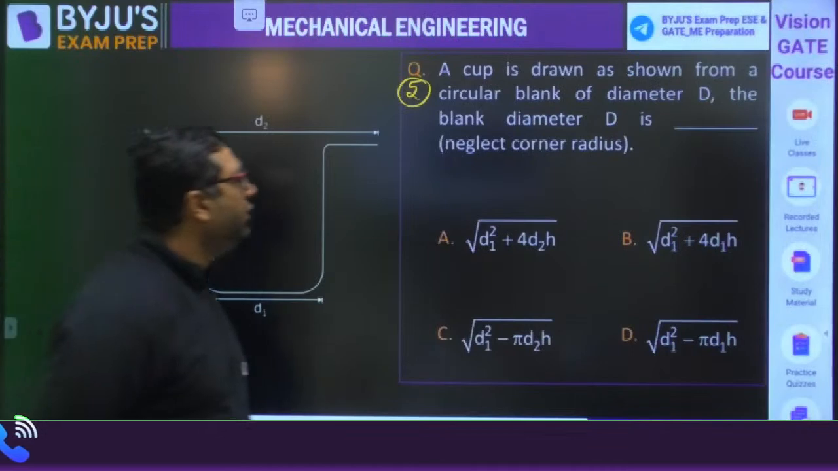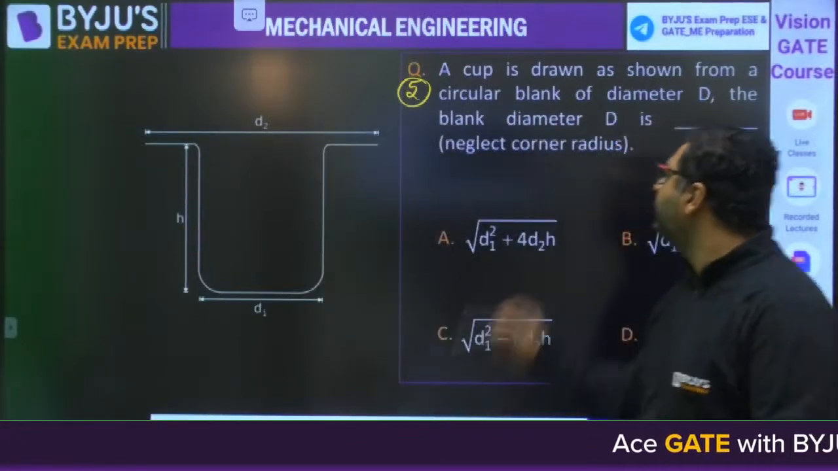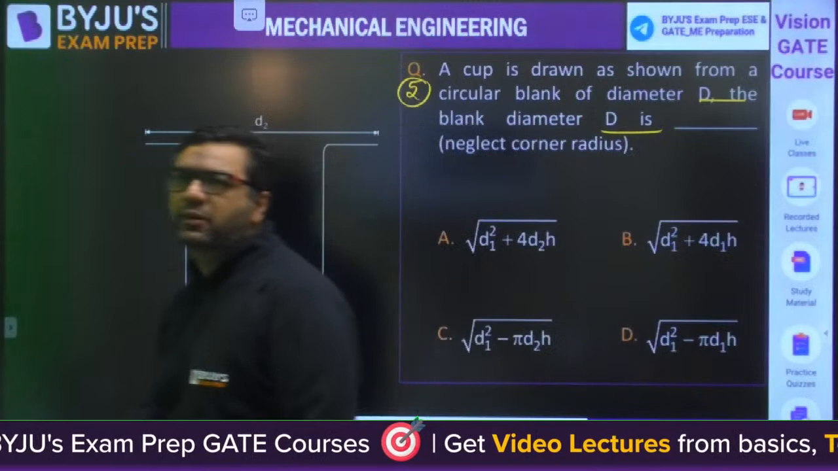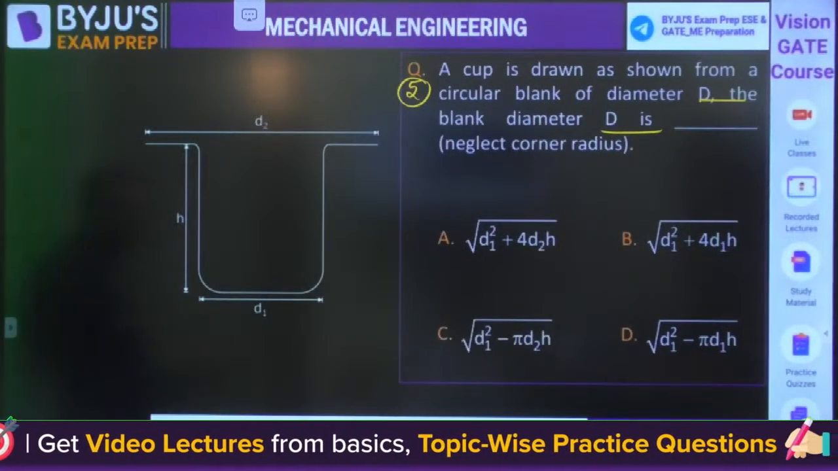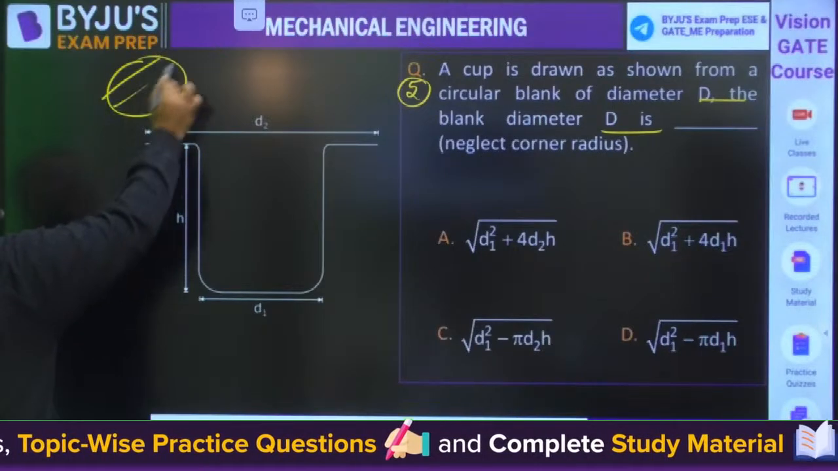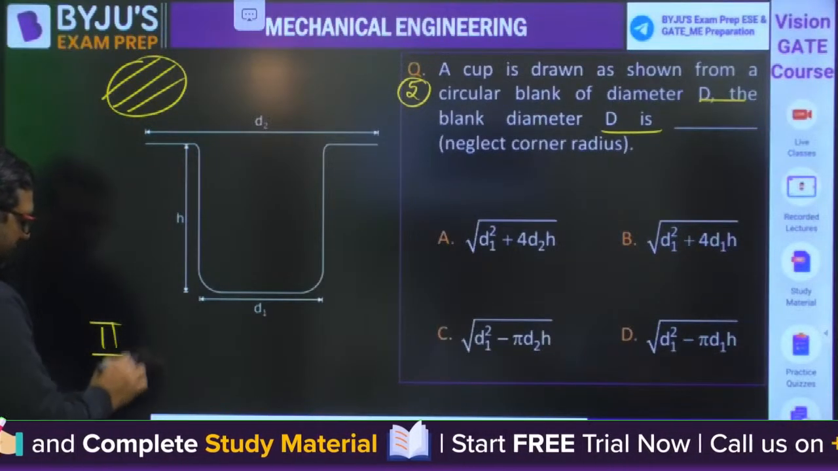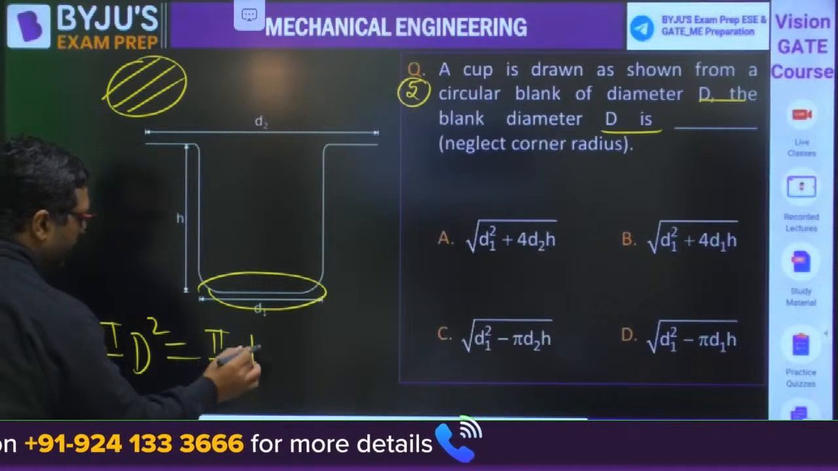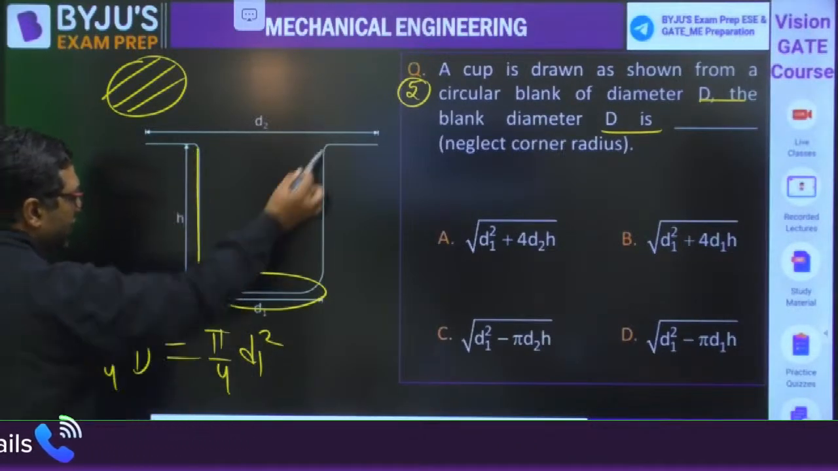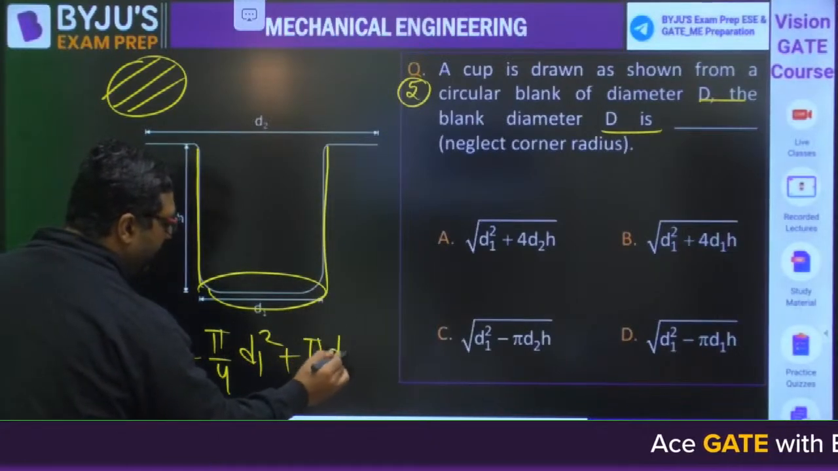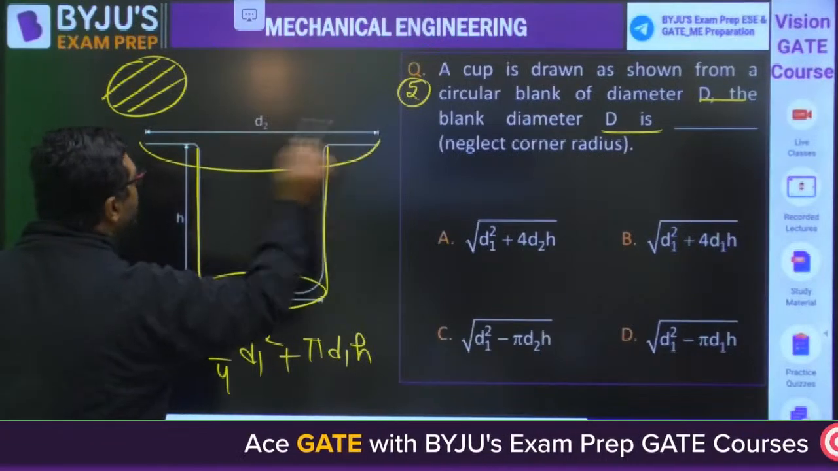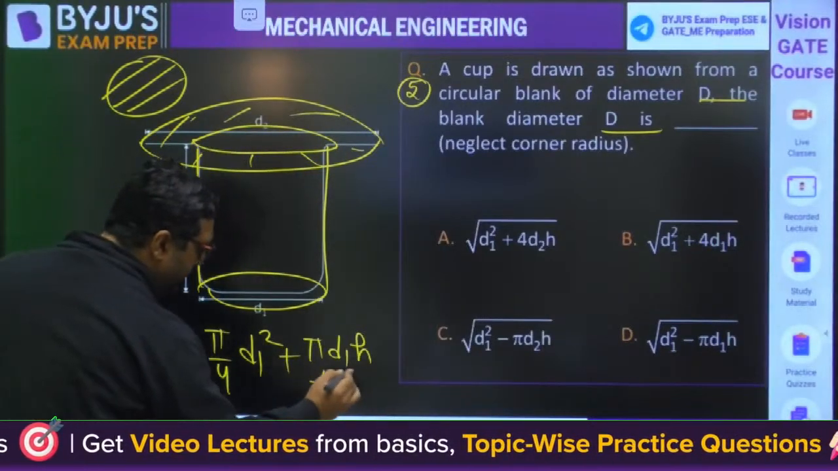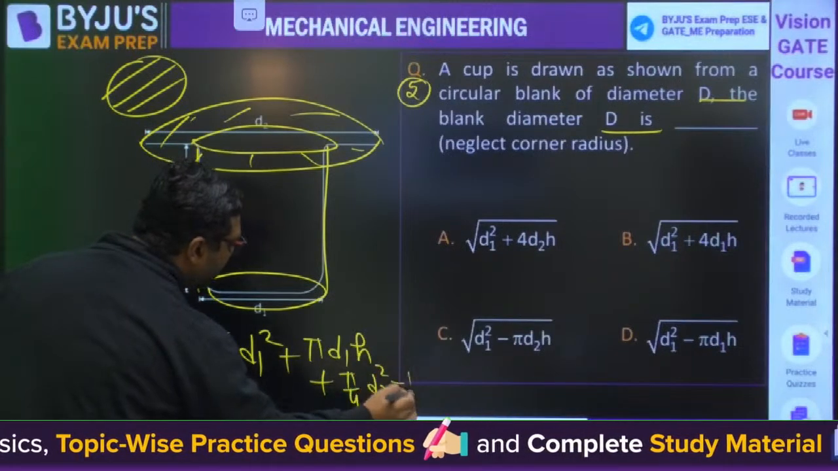A cup is drawn as shown from a circular blank of diameter D, and they are asking for the blank diameter. It is a simple formula if you want to make this shape. In sheet metal operation, we just need to equate the surface area of the blank. You will write pi by 4 D squared equals the first surface area, pi by 4 D1 squared, plus the surface area of the curvature, pi D1 H, plus the surface area of this section, pi by 4 (D2 squared minus D1 squared).